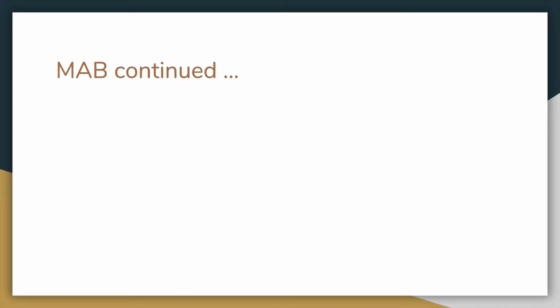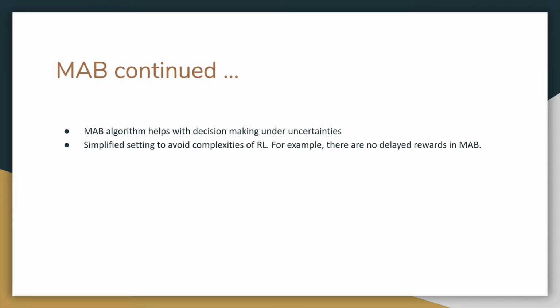So that brings us to the classical multi-armed bandit algorithm that has been well studied. It is a set of algorithms that helps us to make decisions under uncertainties, and it is simplified to avoid the complexities of reinforcement learning. There are other environments where this algorithm is not going to be adequate. But for tasks where you are made to take actions based on uncertainties, these multi-armed bandit algorithms come into play. The reason why this is simplified is, for example, there are no delayed rewards.